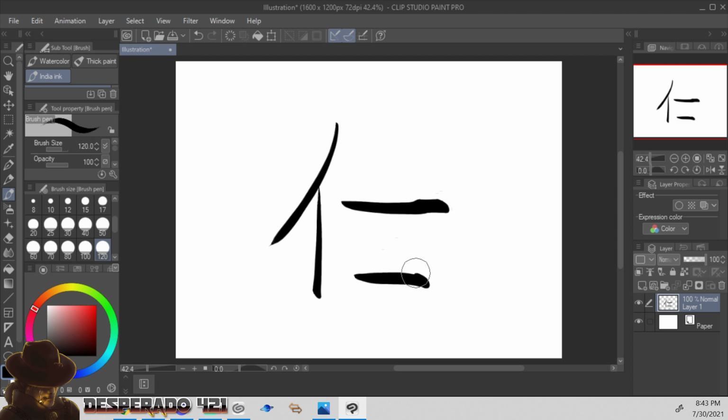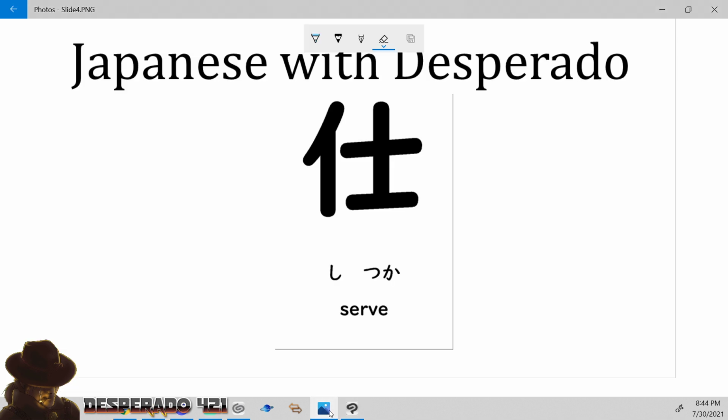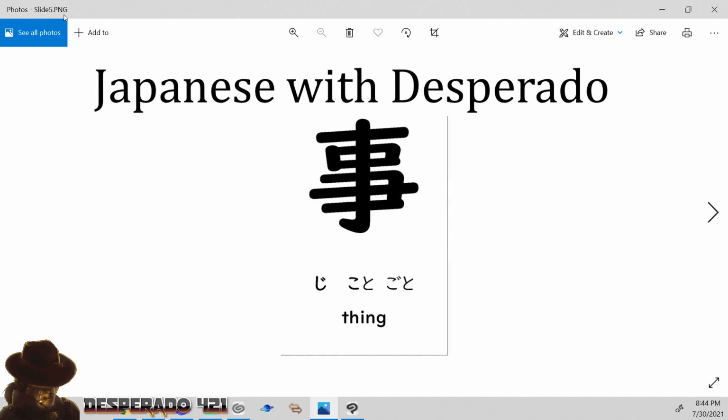1, 2, 3, 4, or I did that wrong. 4, 5. All right, so this one is important for when we do the next one on the list here, because the next one on the list is going to be koto or goto. G is also used with this.